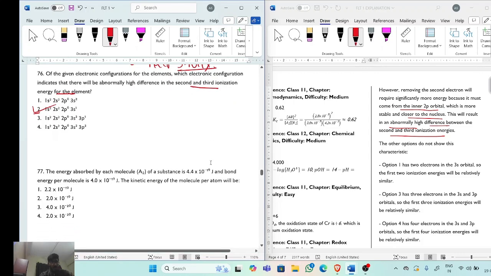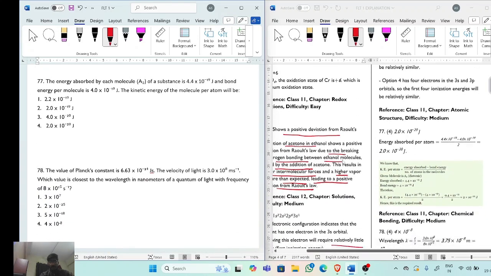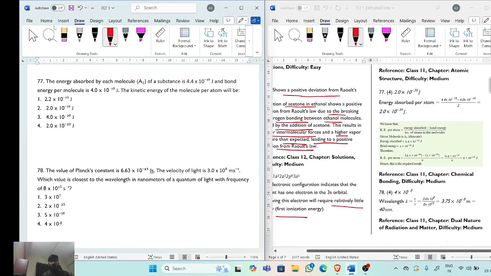Now question number 77. Energy absorbed by each molecule A2 of a substance is 4.4 into 10 raised to the power of minus 19 joule, and the bond energy per molecule is 4 into 10 raised to the power of minus 19 joule. The kinetic energy of the molecule per atom will be, okay, so we have to calculate the kinetic energy of the molecule per atom. Okay, per atom.